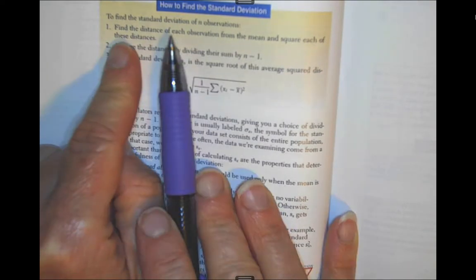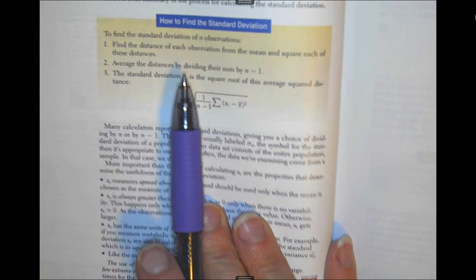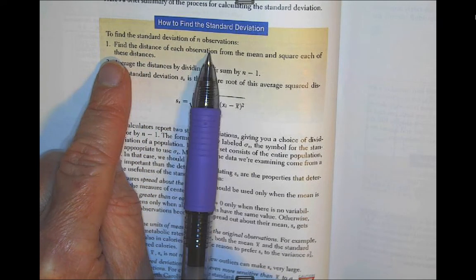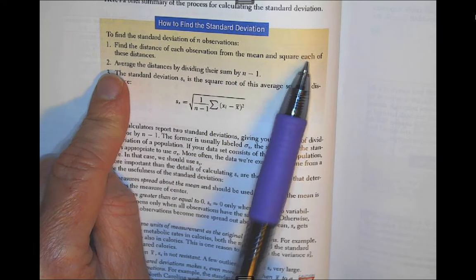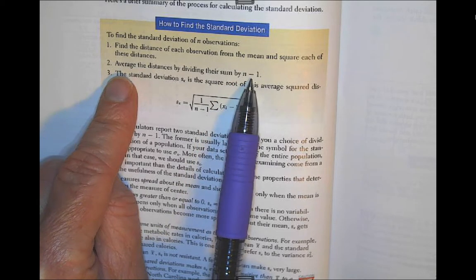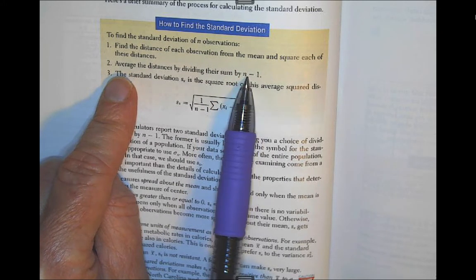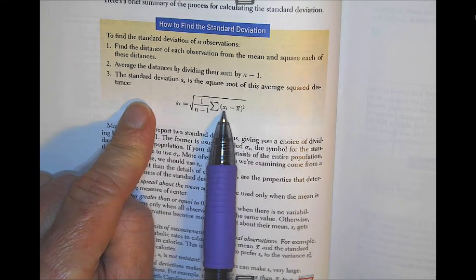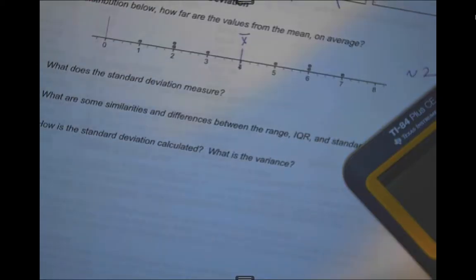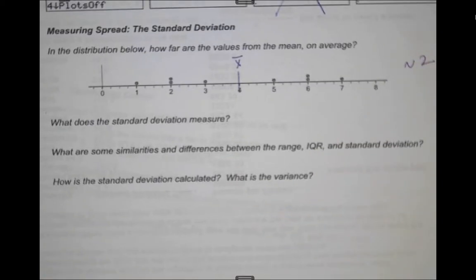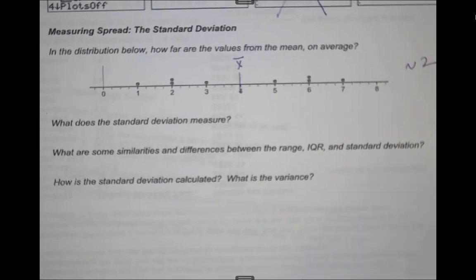So again, when we go through this calculation, basically what we're doing is we are finding the distance each observation is from the mean. We're squaring the distances. Then we're averaging those distances. If you notice here, we're not dividing by the total number. I'll explain why shortly, but we're dividing by n minus 1. And then the standard deviation is just the square root of that average squared distance. All right, so again, your standard deviation, what is it measuring? It's kind of telling you what your average distance, or your typical distance, a value would be from the mean.